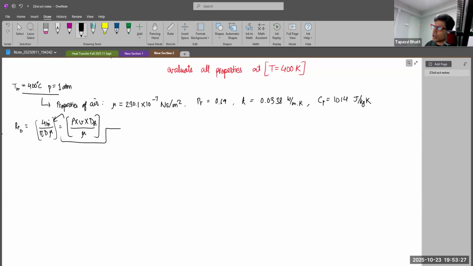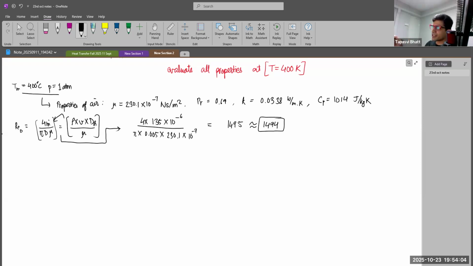So this is 4 times m dot. We have been given m dot, right? 135 times 10 to the power minus 6 over pi times 0.005 times mu, and mu is 230.1 times 10 to the power minus 7. If you calculate, Re will come out to be 1495, around that. Actually 1494 to be very specific. Okay, so this is our Re.